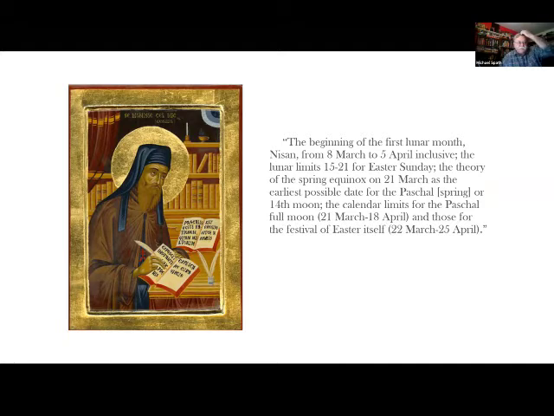Now, see how clear that was? This is what he meant. Easter will fall on the first Sunday following the 14th day of the lunar cycle, the full moon, that falls on or after the spring equinox. By the way, that's what we use today in the West. I'll say it again: Easter falls on the first Sunday following the 14th day of the full moon that falls on or after the spring equinox.